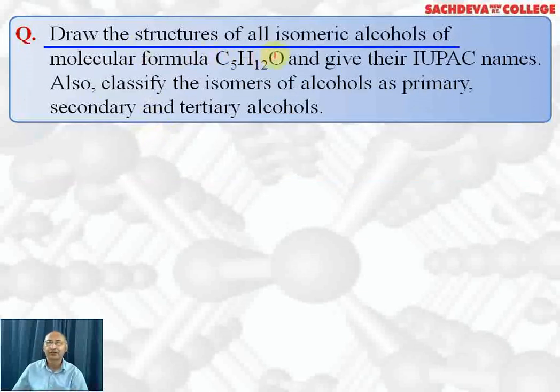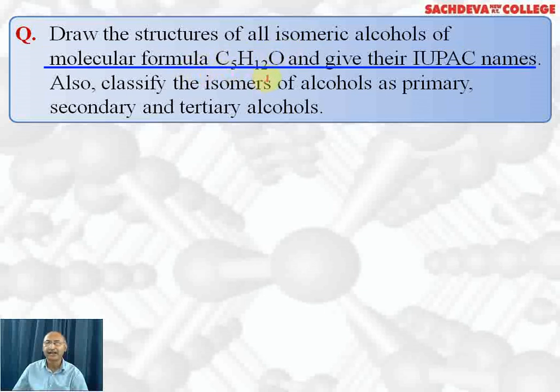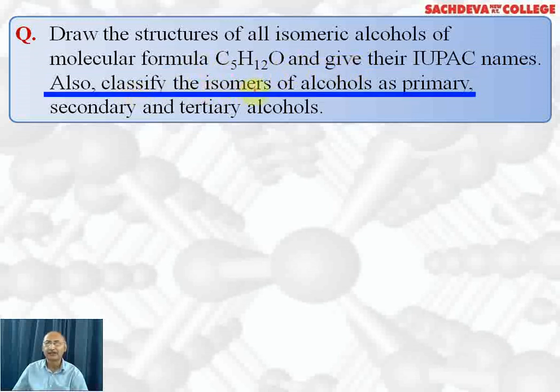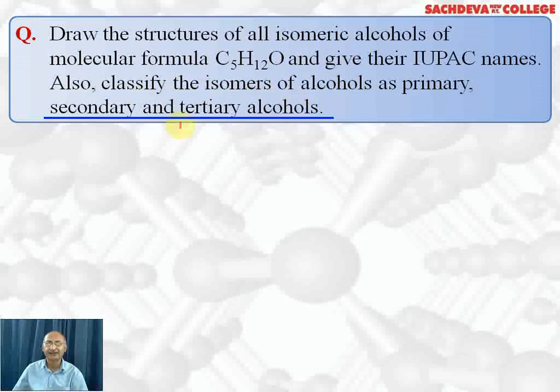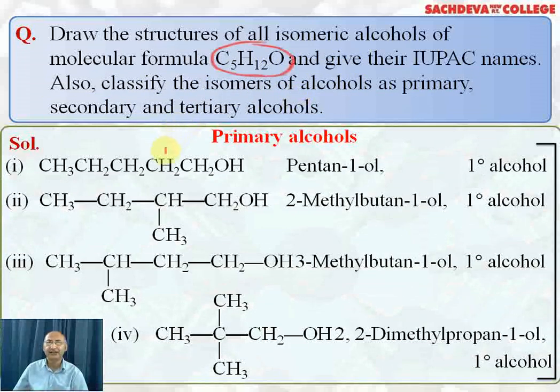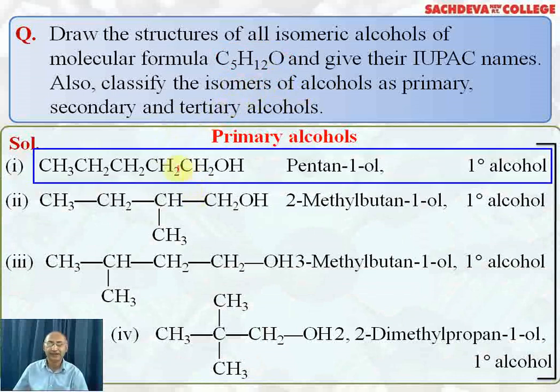Next, draw the structure of all isomeric alcohols of the molecular formula C5H12O and give their IUPAC names. Also classify the isomers of alcohols as primary, secondary and tertiary alcohols. Now C5H12O, there are 5 carbon atoms. So we write 5 carbon atoms in a straight chain. 1, 2, 3, 4, 5. Pentan-1-ol is the IUPAC name. It is a primary alcohol because OH is attached to a primary carbon.